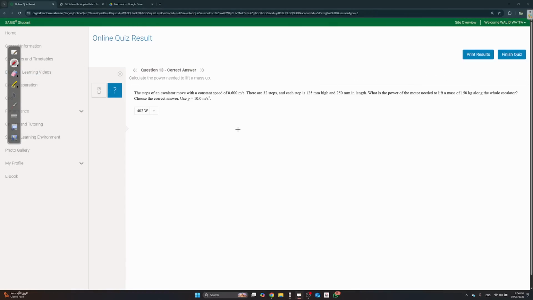Okay, question 13. The steps of an escalator move with a constant speed of 0.6 meter per second. There are 32 steps, and each step is 125 millimeters high and 250 millimeters in length. Okay. What is the power of the motor needed to lift a mass of 150 kilograms along the whole escalator?